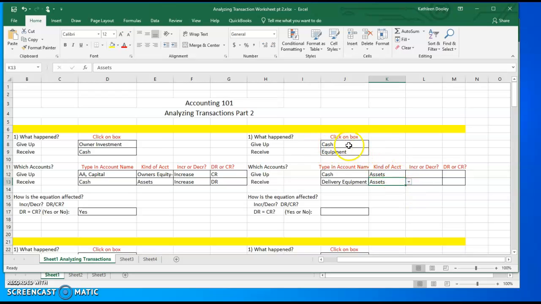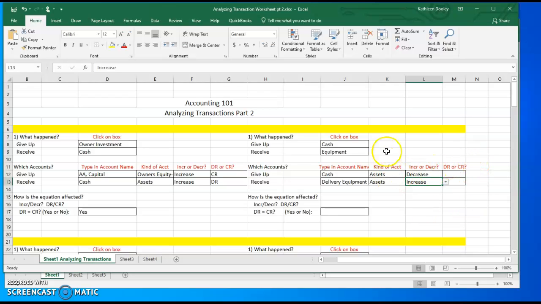We go back up to the top. Does the business have more or less cash than it did 5 minutes ago? Well, it paid it out, so now there is less cash in the checking account than there was 5 minutes ago. What about equipment? Do we have more or less equipment than we did 5 minutes ago? Well, 5 minutes ago we didn't have any delivery equipment. Now we have some, so there's an increase in assets there.